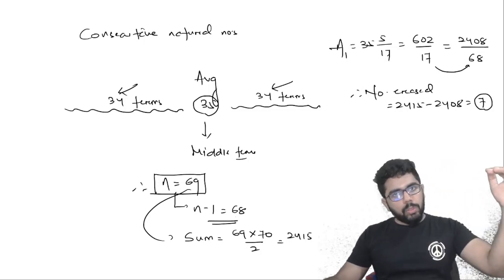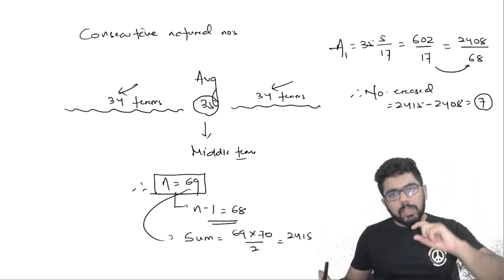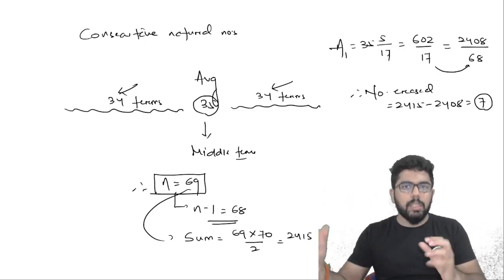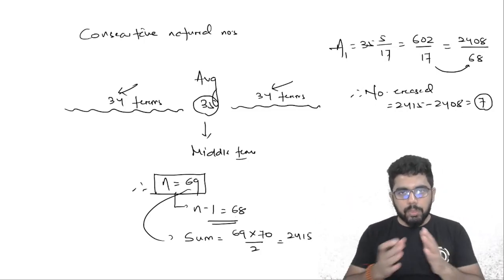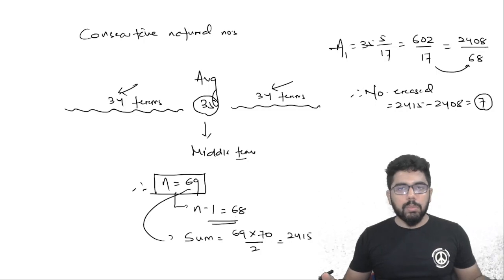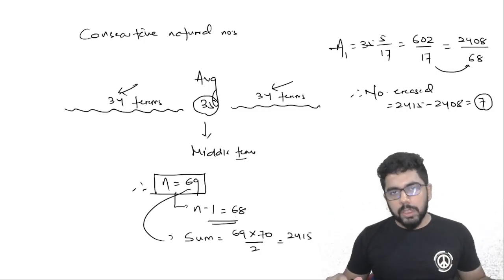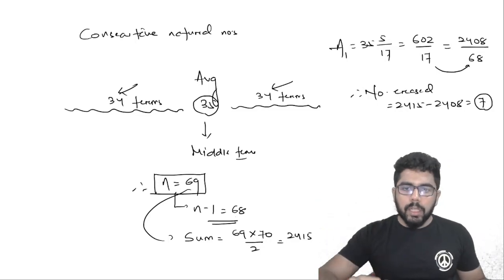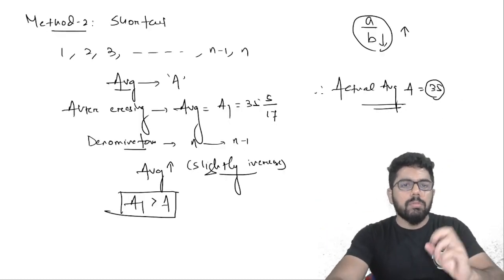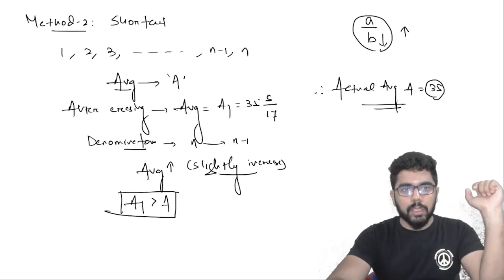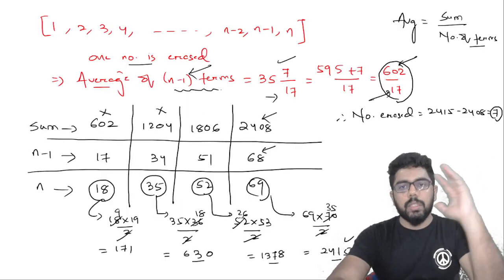So if you are erasing one number, the average will slightly go up. If it is 35 something, most likely the average is 35. That is the middle term, because you have taken consecutive natural numbers. 34 terms before it, 34 terms after it, total number of terms is 69. And then you can directly calculate. This is method 2. Little less calculation but more understanding.